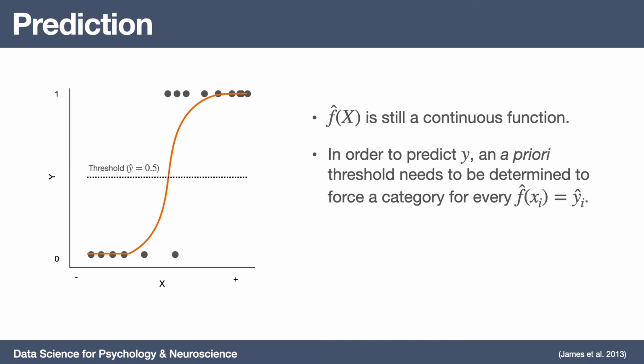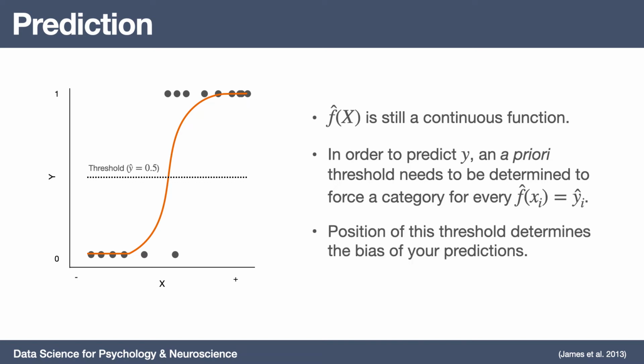Typically, the threshold is 0.5 for prediction purposes, but technically that line can be wherever you want it to be. And the position of this threshold determines the bias in your predictions. So if you have a lower threshold, you're going to be biased more towards y being in a state of 1. If you have a higher threshold, vice versa. You could still build meaningful predictions about the state of y from a logistic regression model. You just have to be careful about how you think about this threshold state.